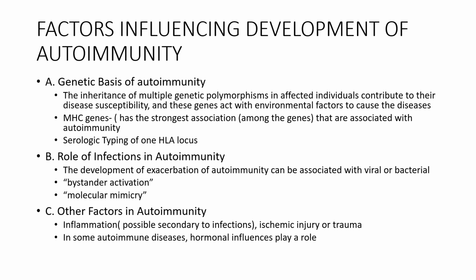Another factor in autoimmunity is inflammation, which is possible secondary to infections. We have ischemic injury or trauma. Now, trauma to the tissue by means of an accident or infection may introduce such antigens to the general circulation. And in some autoimmune diseases, hormonal influences will also play a role.